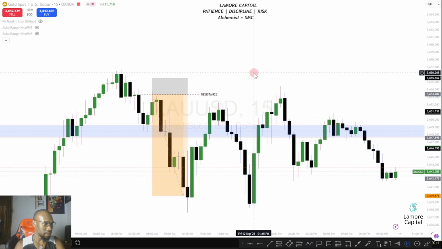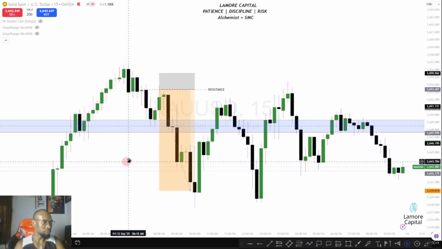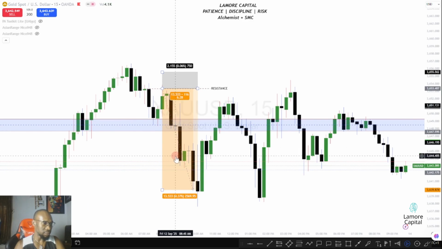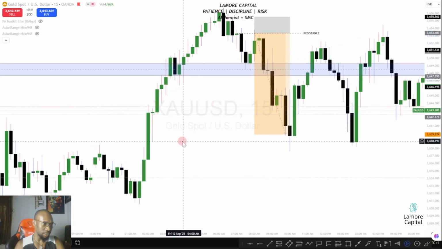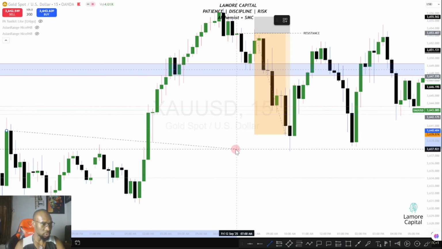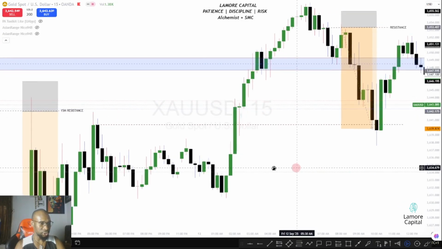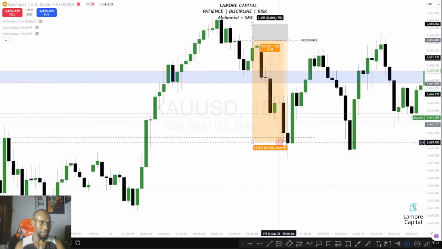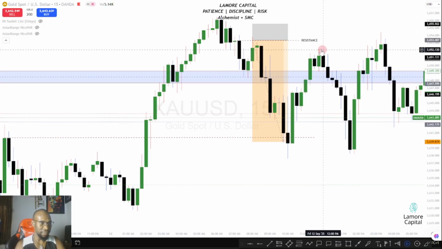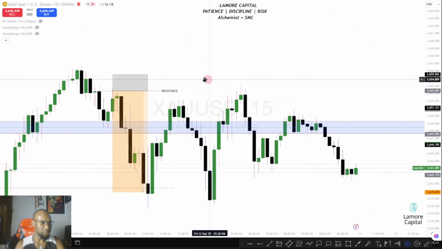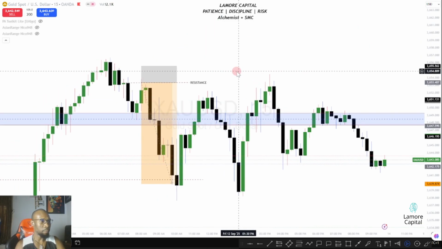I drew my resistance, and when the market came, it tapped into this resistance and started giving us an immediate 6:1 RR. Now, why did I get out of this particular trade here? Because I saw this particular support here. This is a support for me, and that was why I left the trade at this point. That was my target, and immediately the market came into this support. Can you see? Immediately it started reversing, and that was it for this particular week.